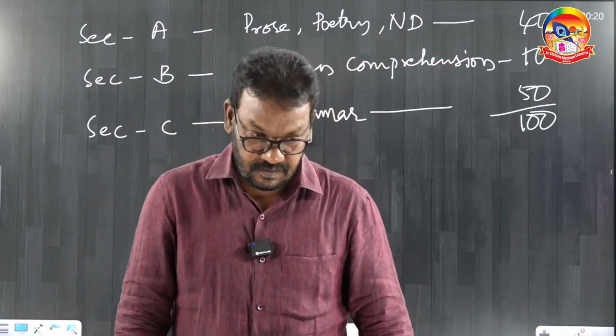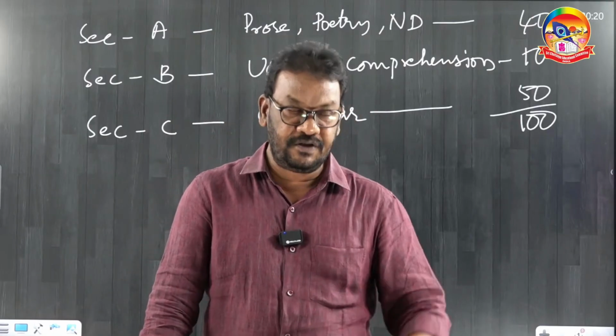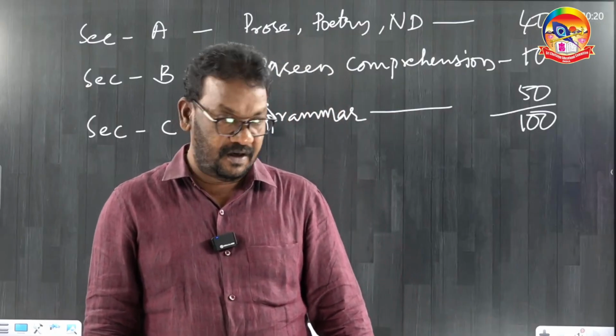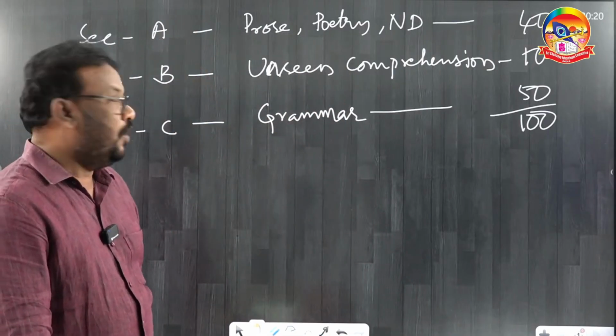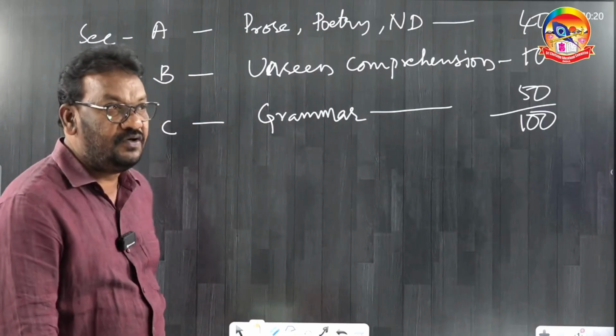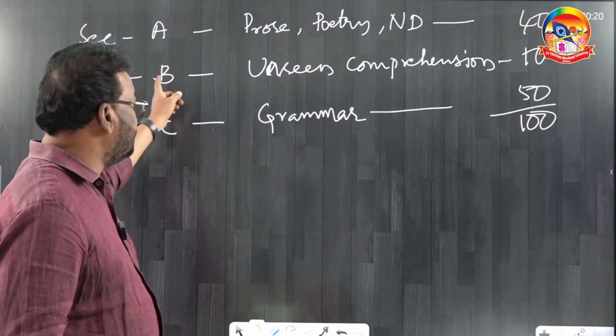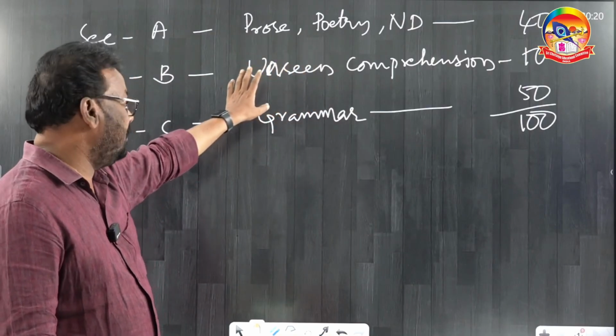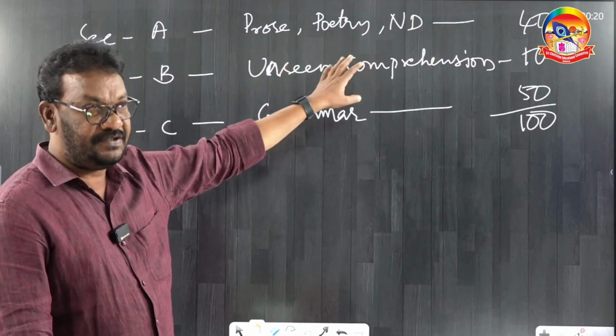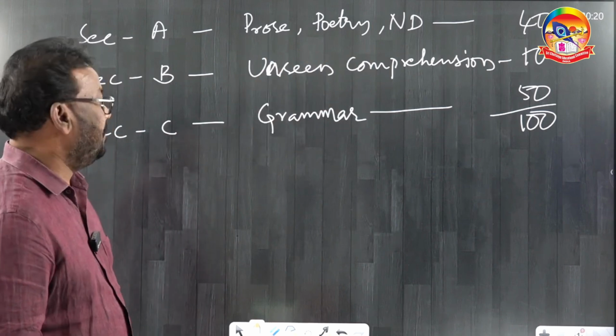Please go to the end of your textbook and don't begin your answers with section A. How do you begin your answers? With what section do you begin your answers? Begin your answers with section B, where there is every possibility for you to score 10 out of 10 very easily, even without any difficulty.